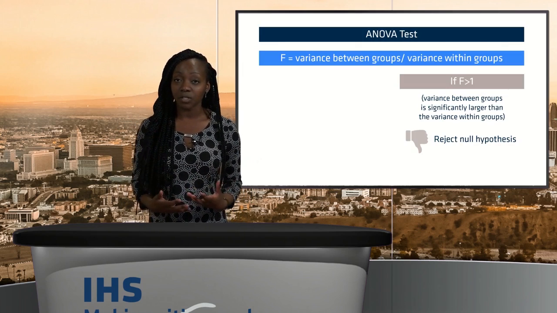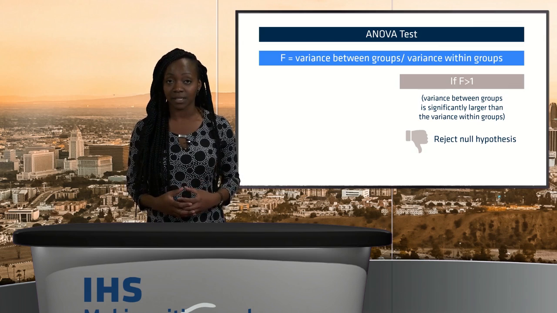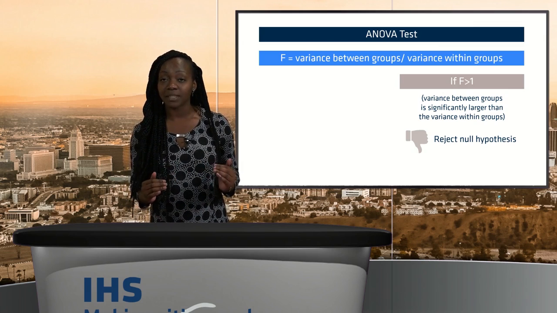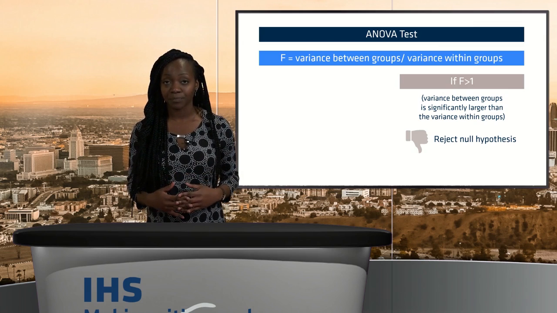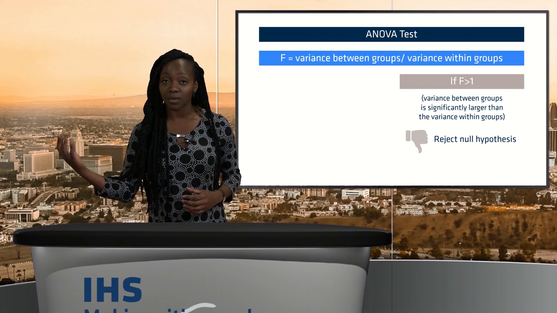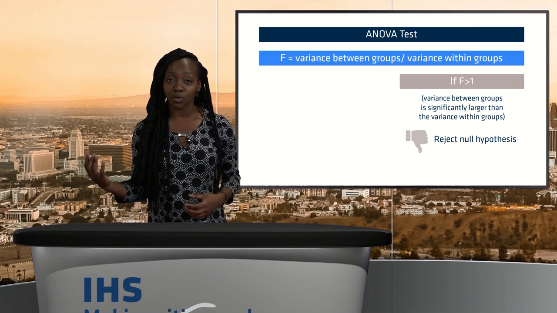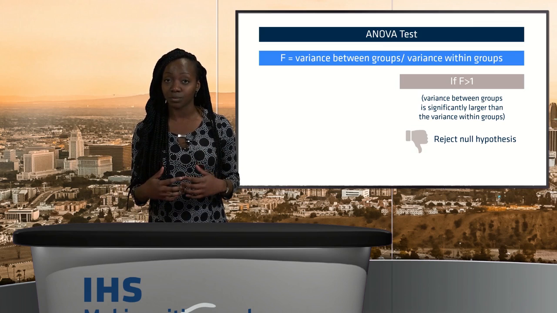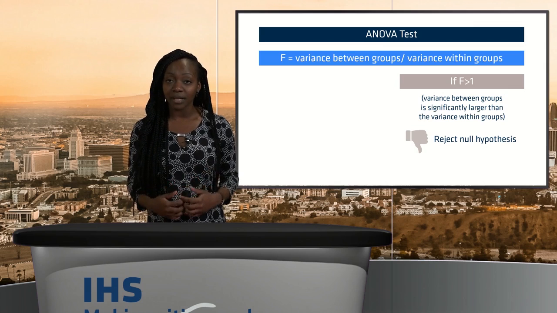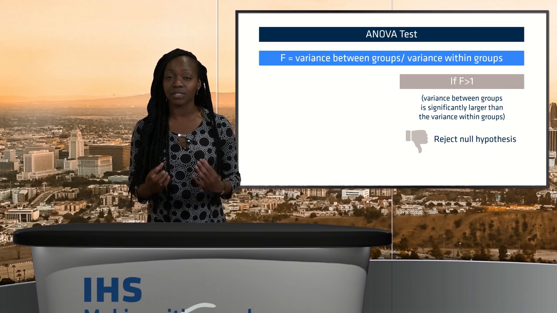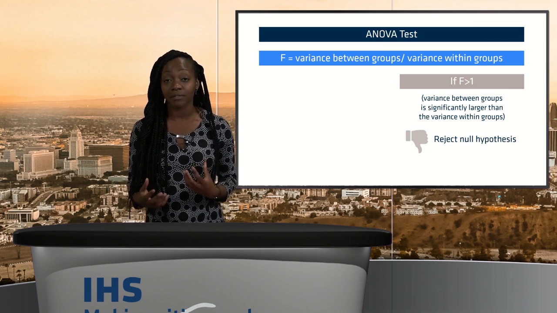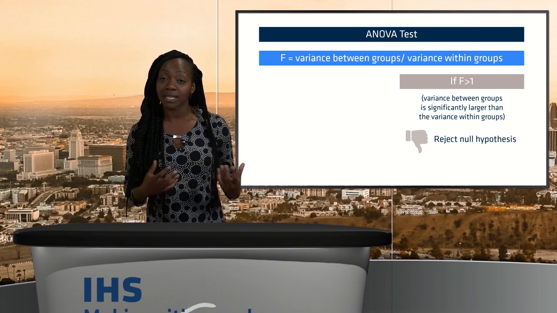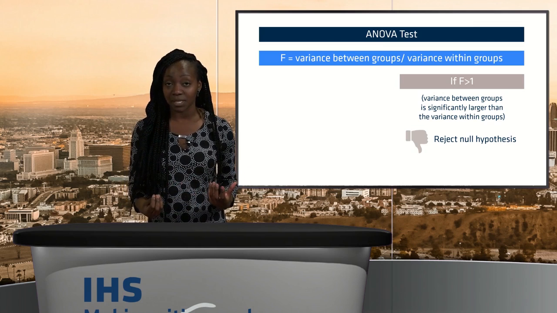An ANOVA result produces an F statistic. This refers to the variance between the groups divided by the variance within the groups. If F is greater than 1, the variance between the groups is significantly larger than the variance within the groups. The greater part of the total variance is due to the differences between the groups. This would mean that we reject the null hypothesis and accept its alternative.